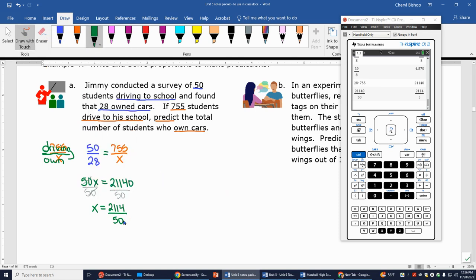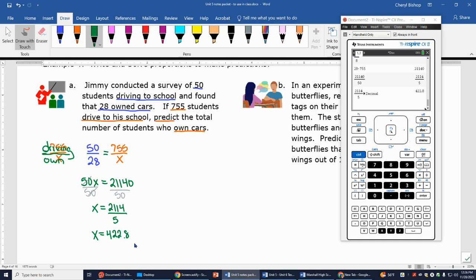Okay, so that's not really, oops, over 5. I have the wrong thing there. Over 5. All right, so that doesn't really tell me how many kids that is. I don't know how many students that is, 2114 over 5. So again, I'm going to turn this into a decimal. Menu, number, convert to decimal, and I get 422.8. So 422.8 students who drive to school own their cars is what I'm predicting.